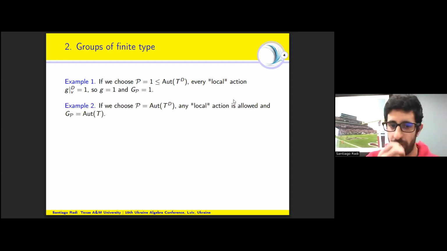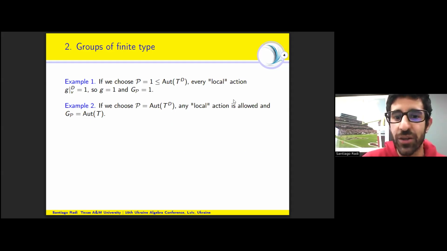Another example, for example, if we choose P to be all the automorphisms in the truncated tree with D levels. Basically, we are allowing any local action to appear, and at the end, we're going to obtain the whole group of automorphisms of the tree. So these are kind of like two trivial examples of groups of finite type.